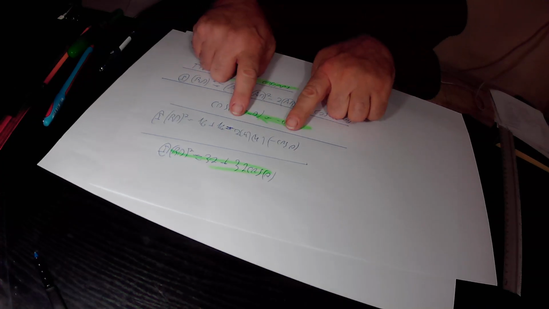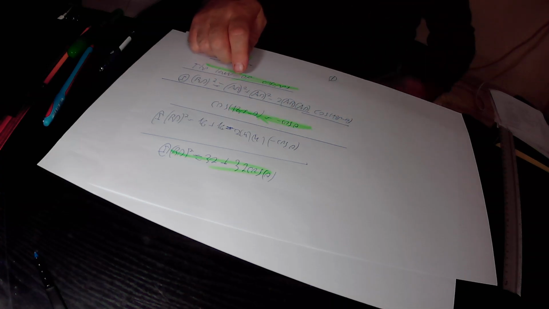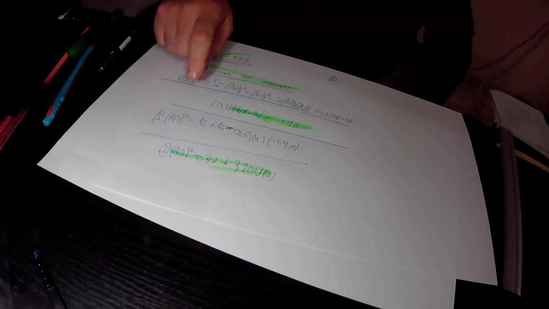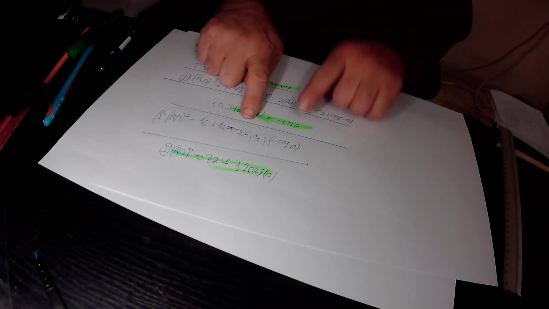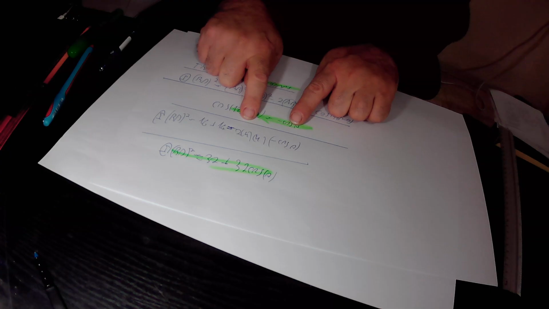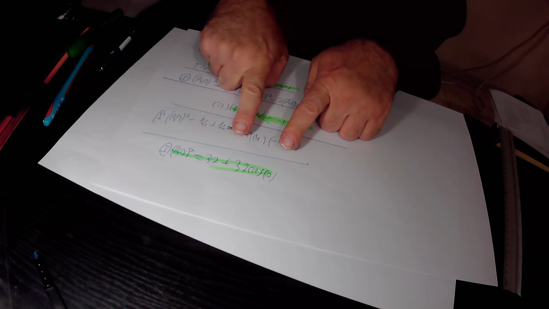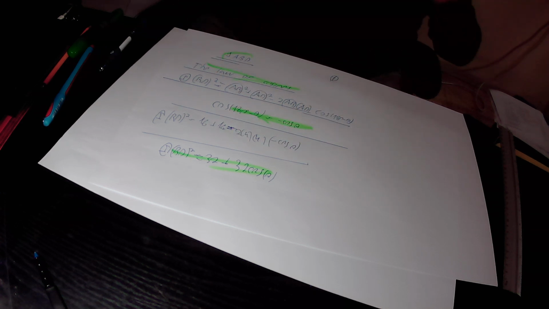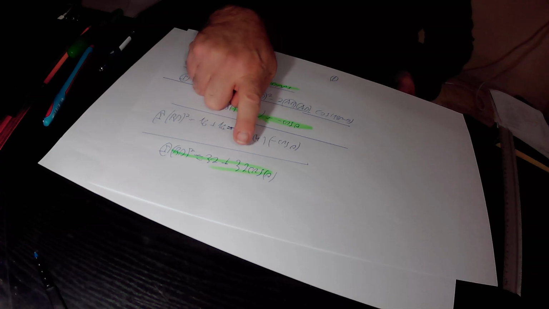Minus times minus is plus, so this expression is positive. BD squared equals 16 plus 16, which is 32, plus 2 times 4 is 8, 8 times 4 is 32. So this expression equals 32 cosine theta. According to equation 1, BD squared equals 32 plus 32 times cosine theta.